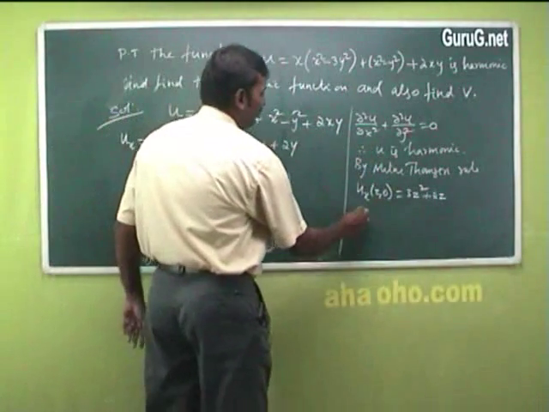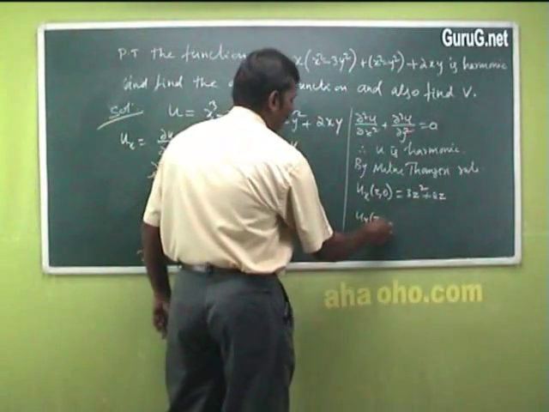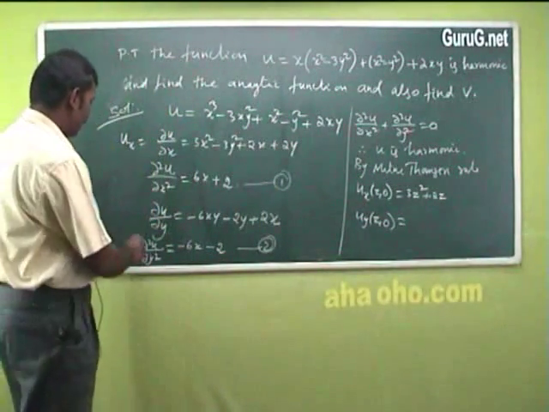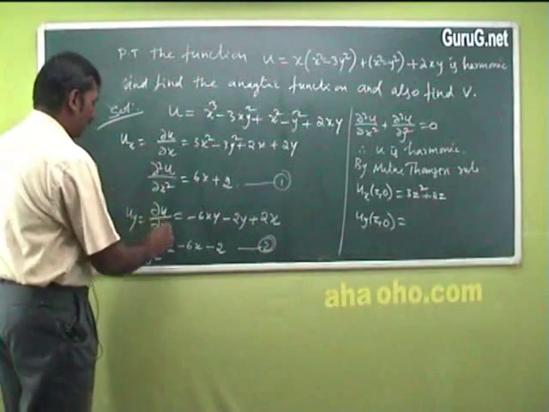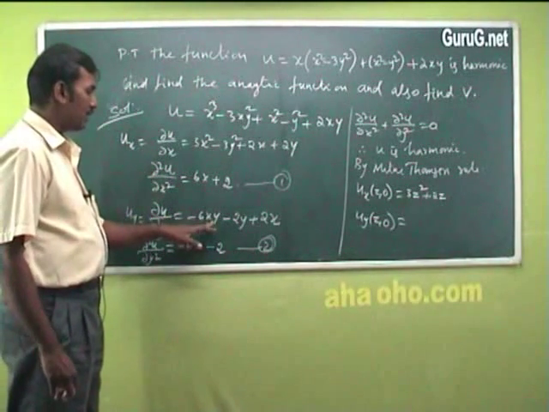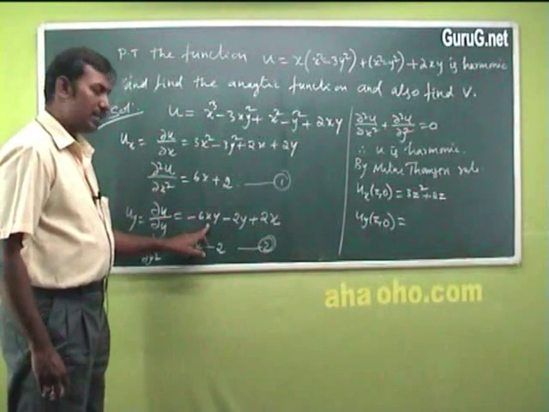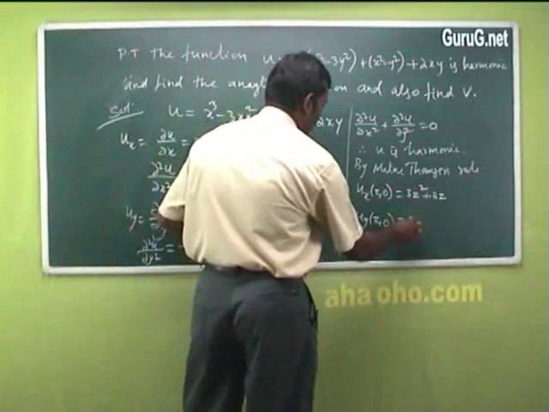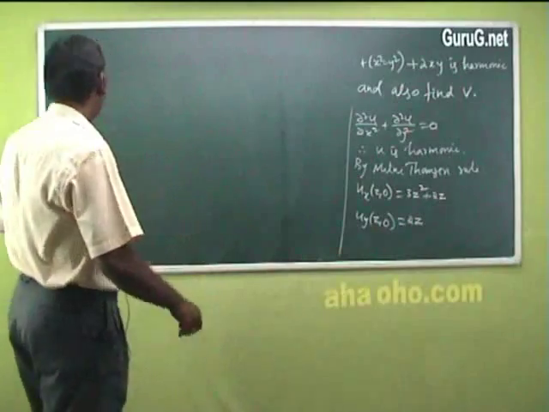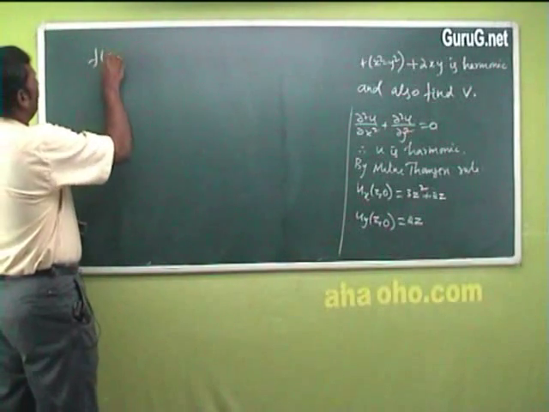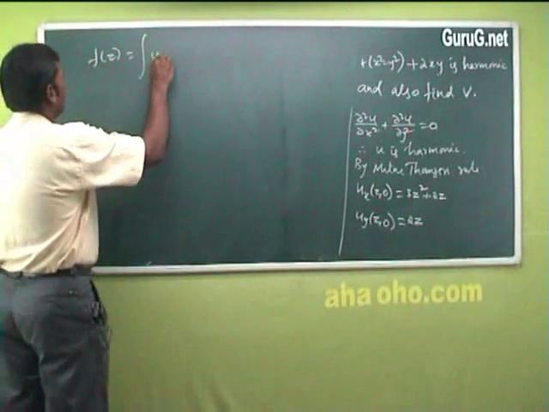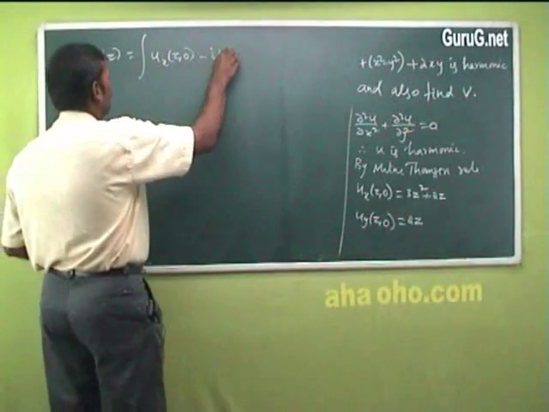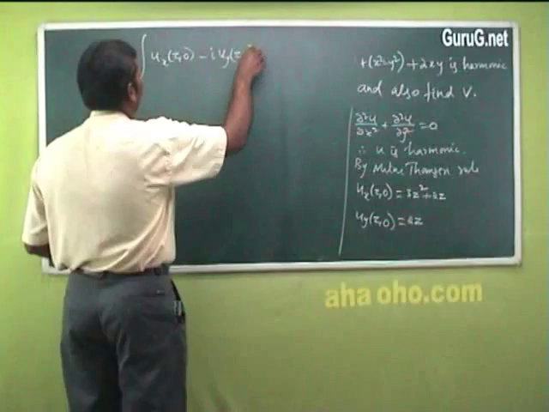And then uy of z comma 0. What will come? This result is uy. Now in uy, what did we do? Again, x is replaced by z and y by 0. Putting 0 for y, this becomes 0 and this becomes 0. Now what will it be? Plus 2z, right? Now what will be the formula? So f of z equals the integral of ux of z comma 0 minus i into uy of z comma 0 dz.